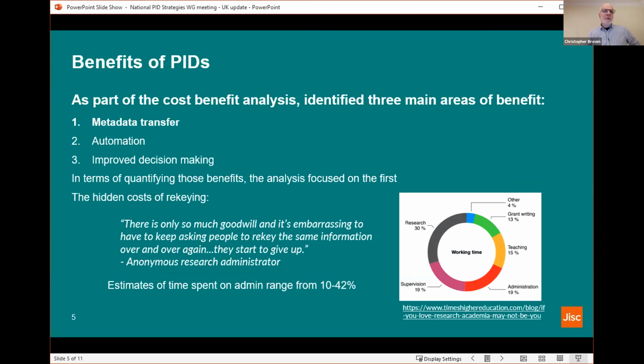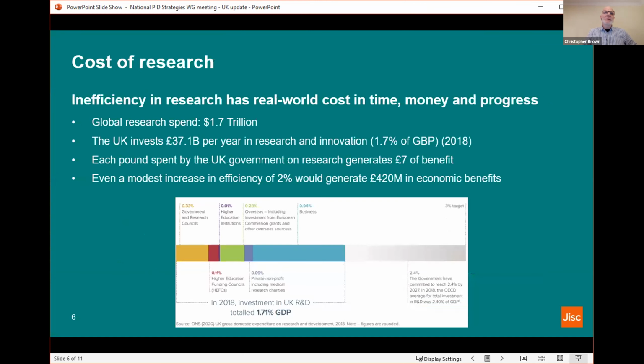But the main thing I want to talk about is the cost-benefit analysis, which Natasha mentioned. And in fact, not putting Phil Jones on the spot, but one of the authors of that is here, so if you've got any detailed questions, hey, no, Phil. There were 3 main areas of benefit identified in that analysis. The main one was metadata transfer. There's this hidden cost of rekeying information, and there's a lot of potential savings from reducing that rekeying. There are some figures there about the time spent on admin, which we want to reduce.